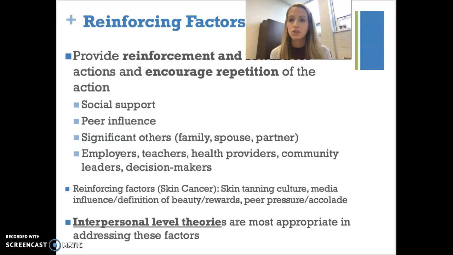Media influence. We see pictures of supermodels and Hollywood actresses, and they all have this nice bronze glow, and this puts people at risk for skin cancer, right? They're going outside in the sun and trying to bake and get that glow. It's a definition of beauty and reward, right? So this is one of those reinforcing factors that is working for that bad behavior, putting us at risk for skin cancer. Here, interpersonal level theories are most appropriate for looking at these factors.